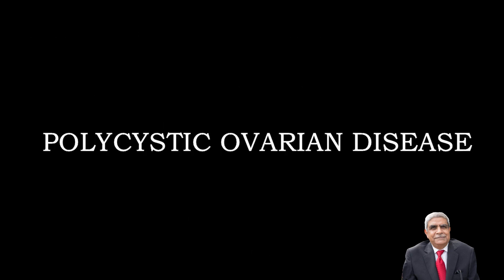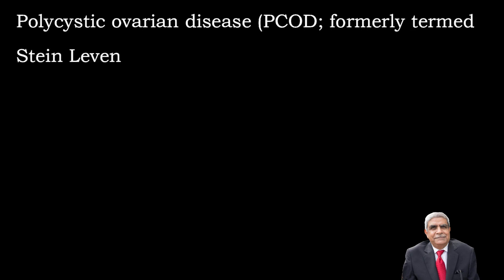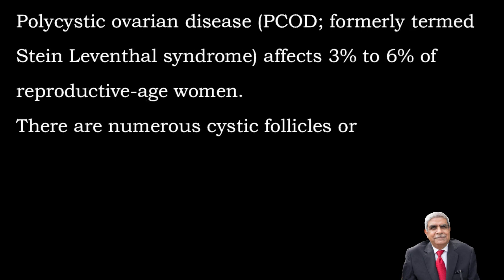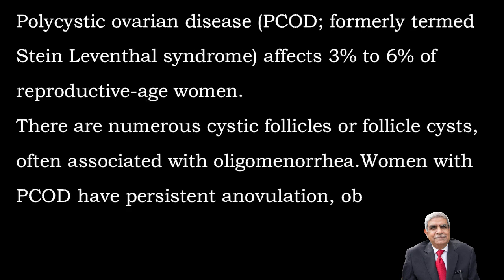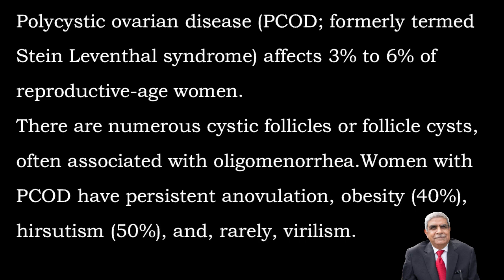Polycystic ovarian disease was previously known as Stein-Leventhal syndrome. It's a very important condition, affecting 3 to 6% of females in their reproductive age. There are numerous follicular cysts which are associated with oligomenorrhea. Females suffering from polycystic ovarian disease have persistent anovulatory cycles.